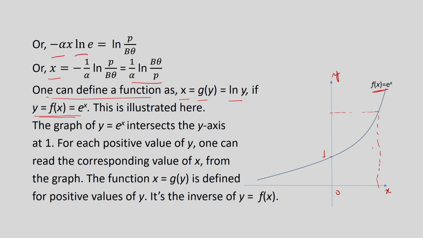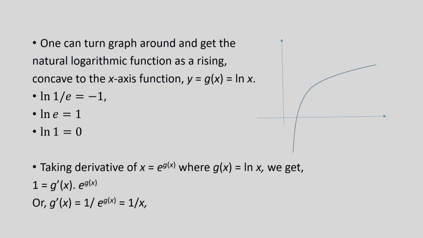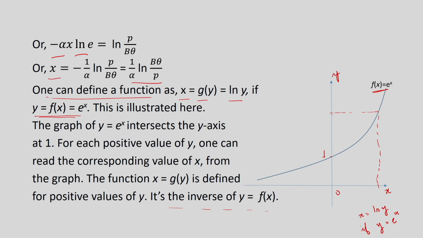Okay. From the graph, the function x equals g(y) is defined for all positive values of x, and it is the inverse of y equals f(x). So here x is equal to natural log of y if y is equal to e to the power x. So one is the inverse of the other. So this is what we have done here, right. I have turned this figure around, right.